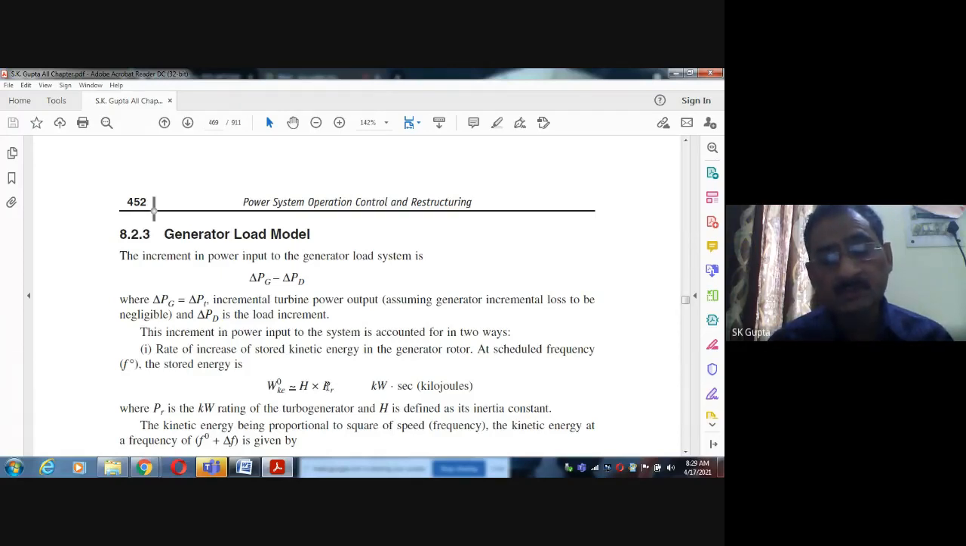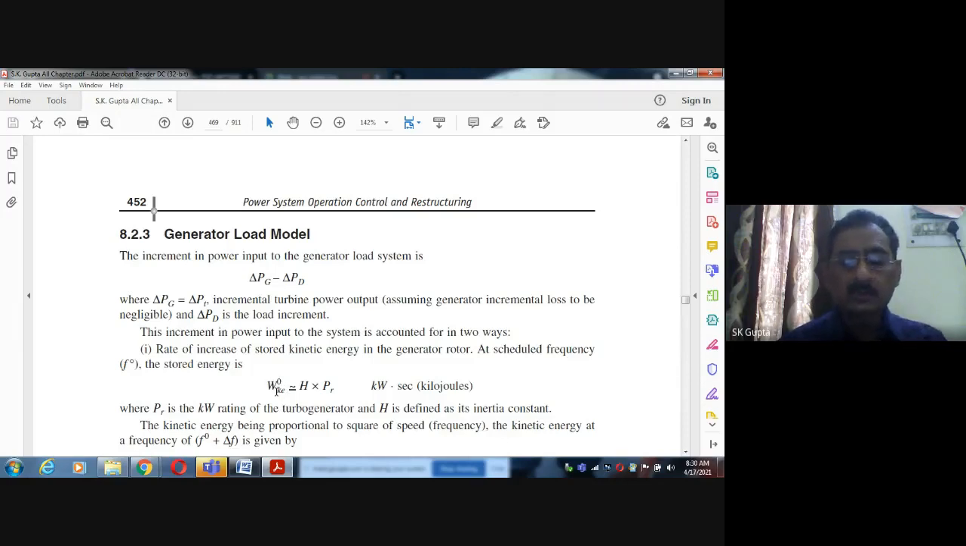So if the rating is high, the size is high. Size is high means the kinetic energy stored will be more. If the size of the generator or the rotor is high, then half I omega square is the energy stored. Kinetic energy stored in the rotor is half I omega square. If the size is more, it means inertia I is more, and the speed is according to 50 Hertz, 1500 RPM, then half I omega square is the kinetic energy stored.